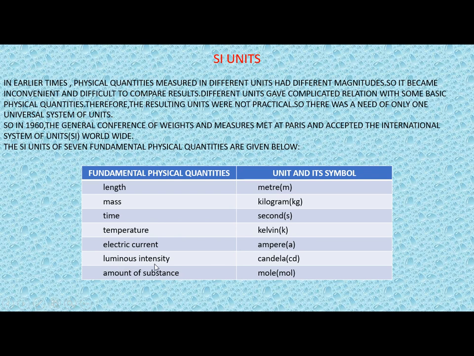Then we have luminous intensity. Luminous intensity is the quantity of visible light, or you can also say the quantity of wavelength, which you will study in higher classes. This is measured in candela and its symbol is cd. Then amount of substance is measured in mole and its symbol is mol. So these are the 7 fundamental physical quantities.